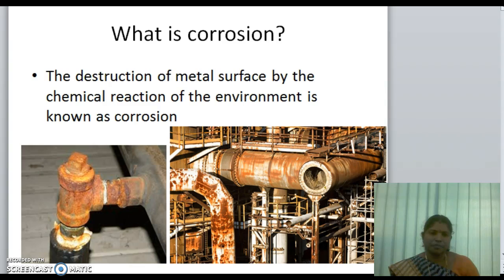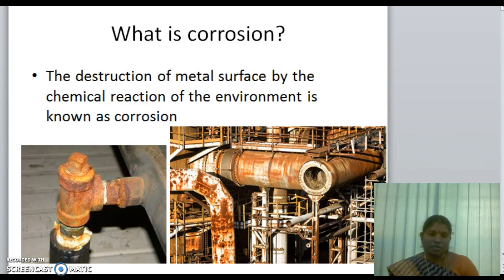Before going to the definition of corrosion, let us observe the picture and see what happens to that material. We can see that the surface of the metal is decayed, and this decay of the metal surface is termed as corrosion. So what happened to that metal? The destruction of the metal surface takes place. Why? Because this metal is exposed to the environment.